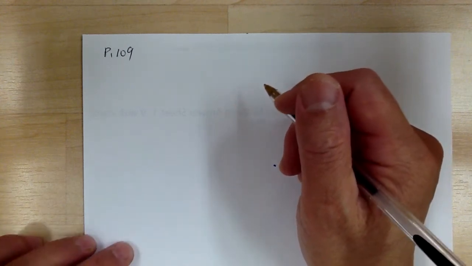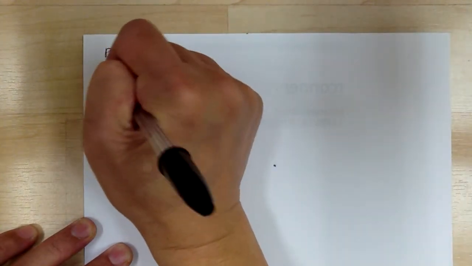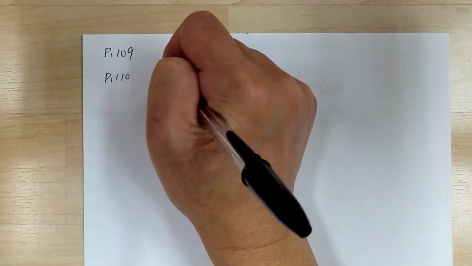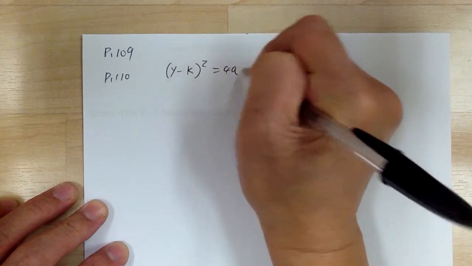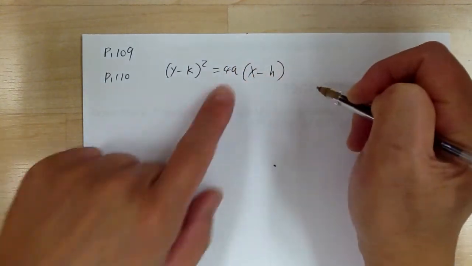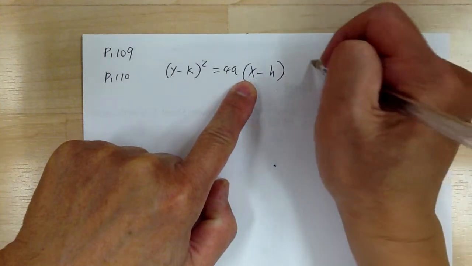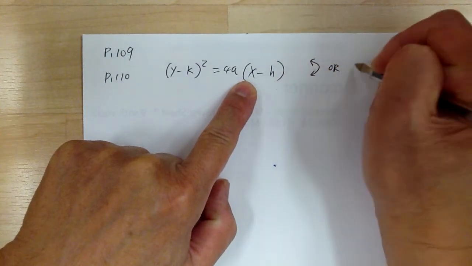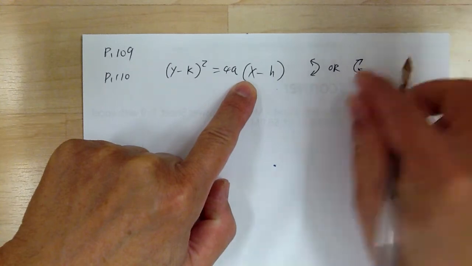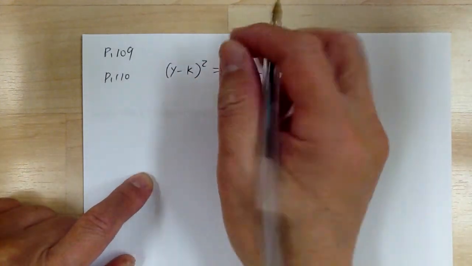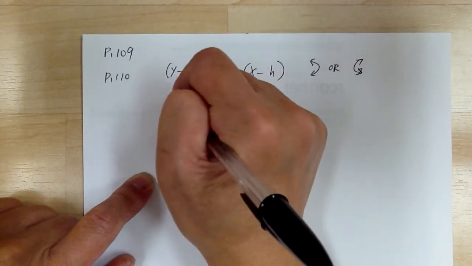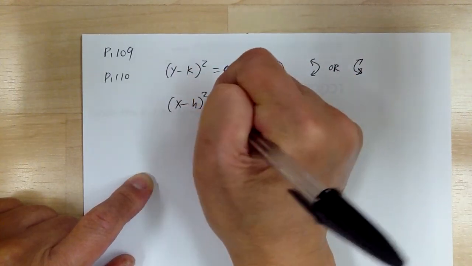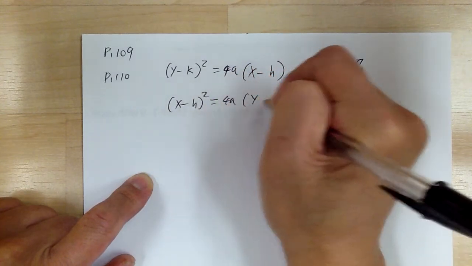So if you look at page 110, you're going to have the equation, theorem 3.2. You got y minus k squared equal to 4a times x minus h. So this is going to be in the x direction, so it can be either this way or this way. This is equation 3.4. Equation 3.5, you got x minus h squared equal to 4a times y minus k.